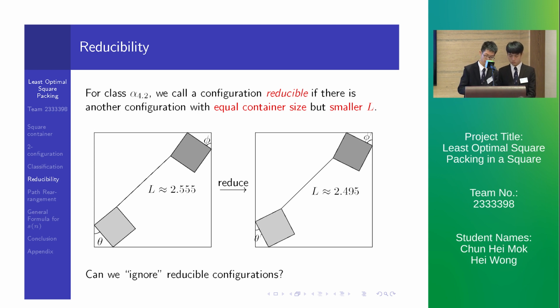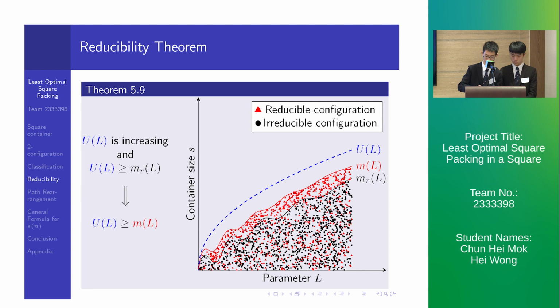Let's illustrate by plotting some configurations. Theorem 5.9 states that if an increasing function, UL, bounds the container of all irreducible configurations, the black dots here, then UL also bounds the reducible ones, the red triangles. This means that reducible configurations do not affect the upper bound. This theorem can be proven by the properties of reducibility and continuity.